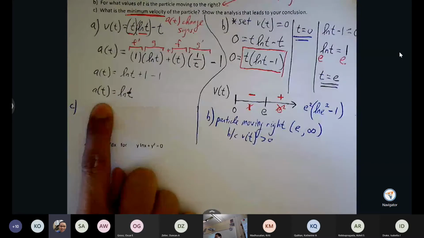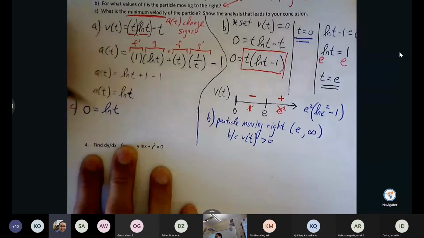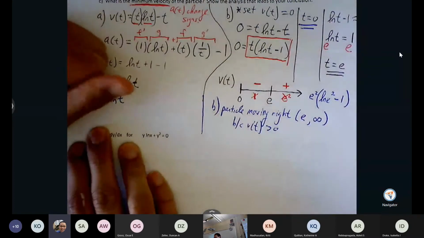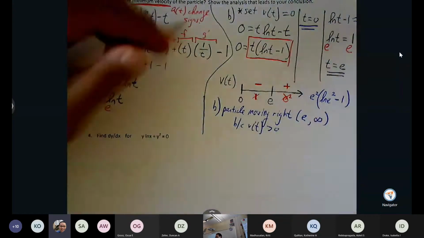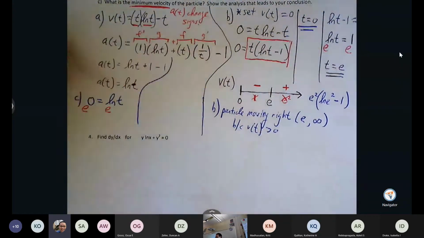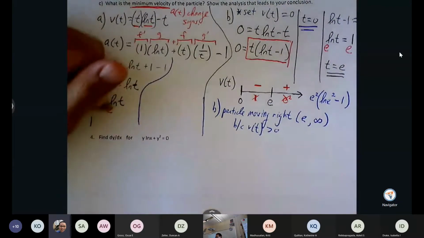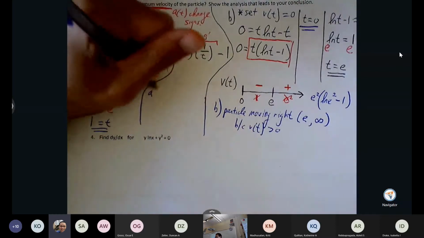So we'll set our acceleration equal to 0. Just like before, I want to solve for t. t is stuck inside natural log. Raise both sides to base e. e to the 0 power is 1. And then e and natural log go away, so t is equal to 1. So here's my acceleration sign line.